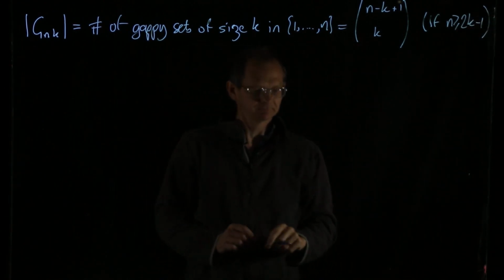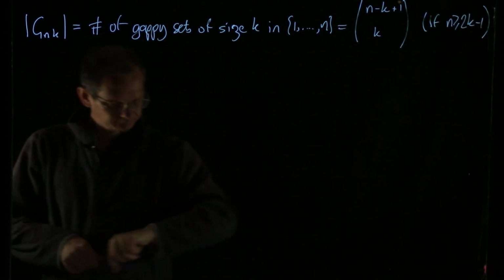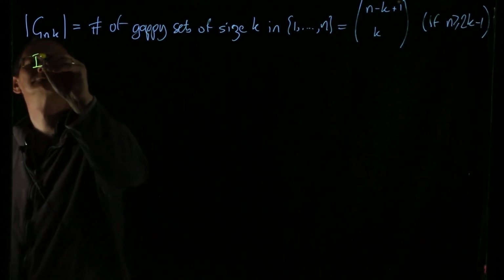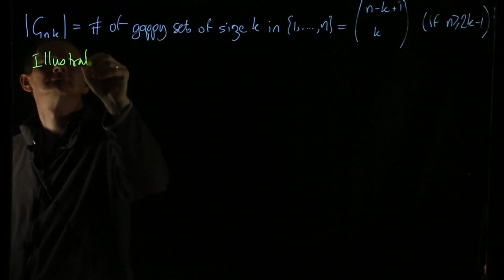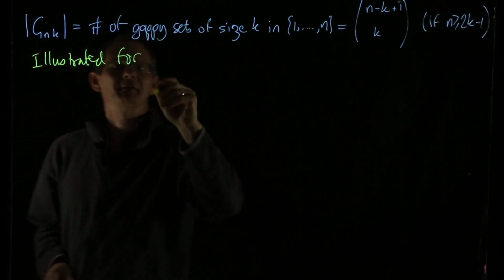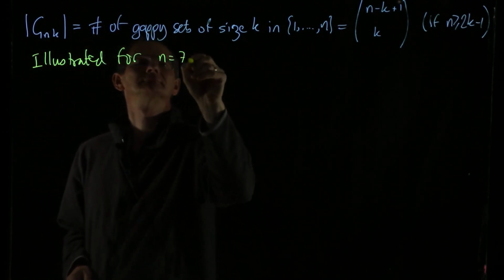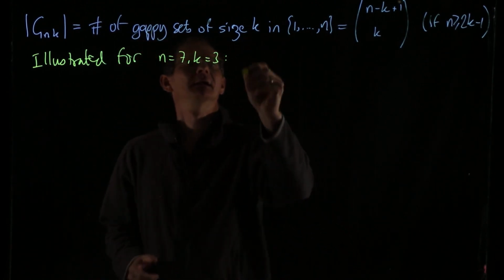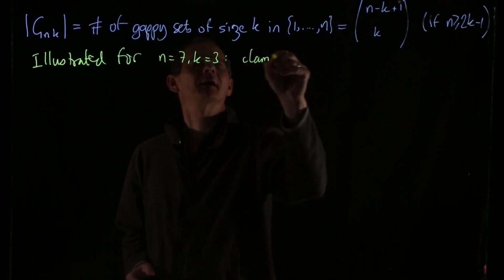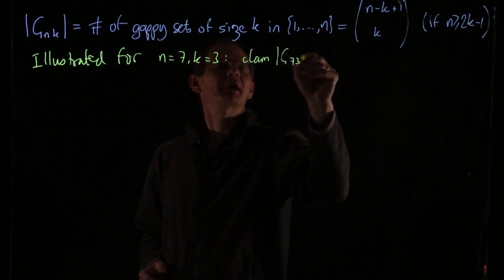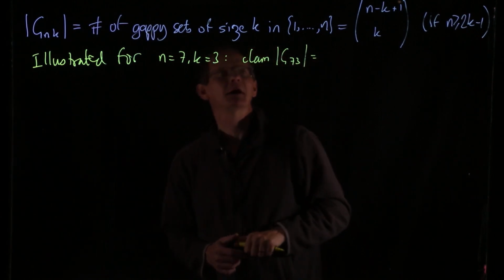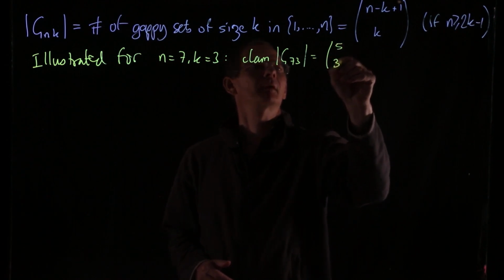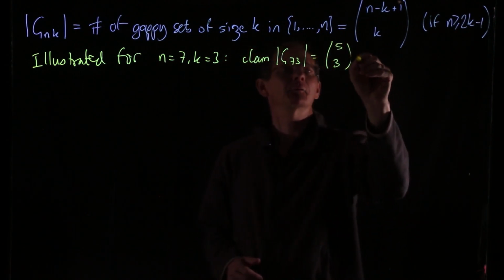Okay, and so we're going to illustrate this for the case n is 7 and k is 3. The claim in that case is that, for G(7,3), n minus k plus 1 is going to be 5, so this is going to be 5 choose 3, and 5 choose 3, just work it out, that's 10.